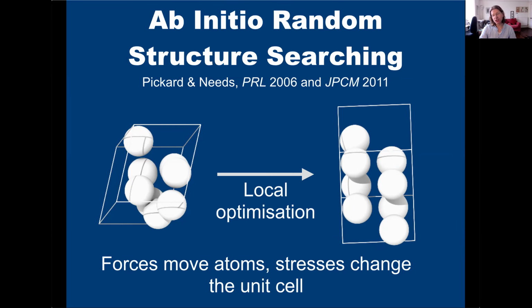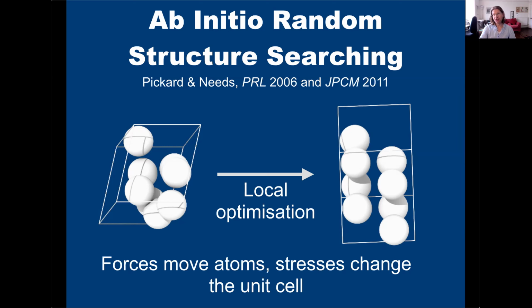So eventually, we didn't initially call it ab initio random structure searching. It was just what we did to start with. In 2006, we introduced it as part of an application to looking at the high pressure phases of hydrides. But in time, we came to call it ab initio random structure searching.